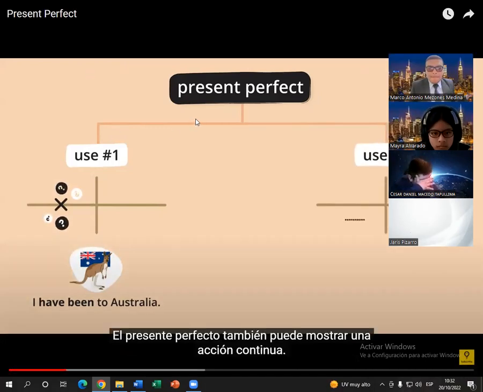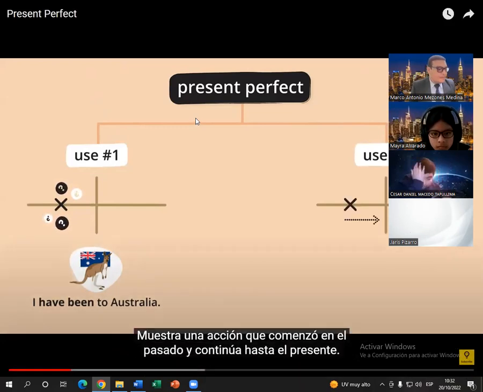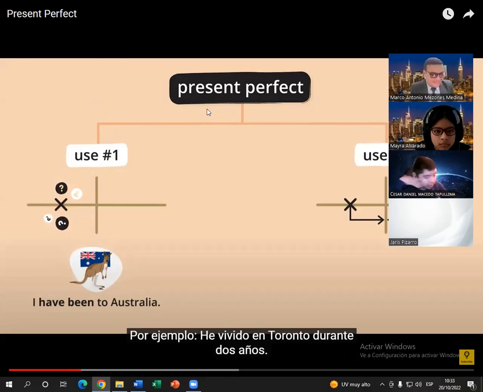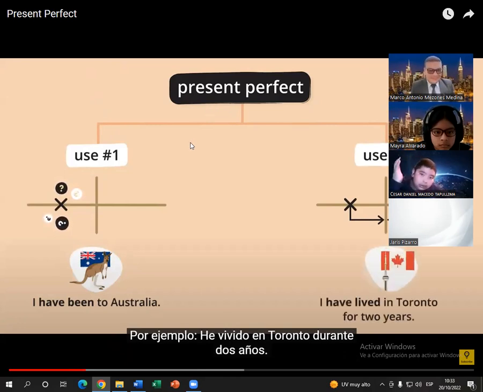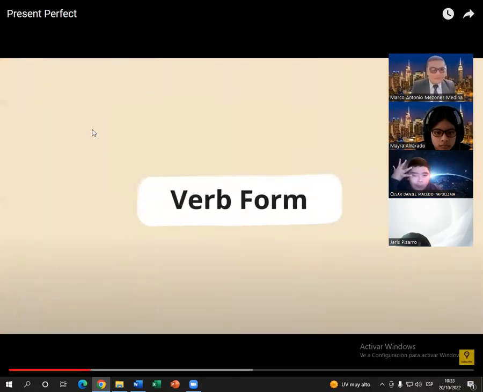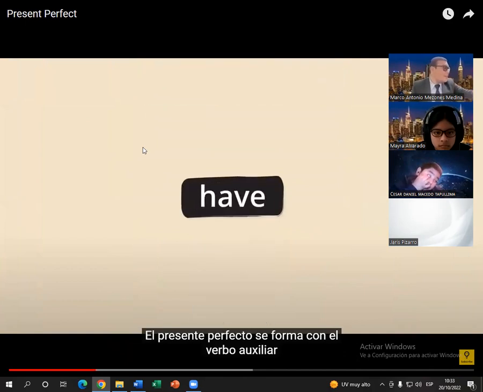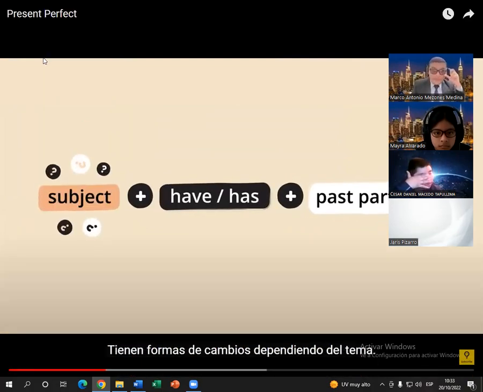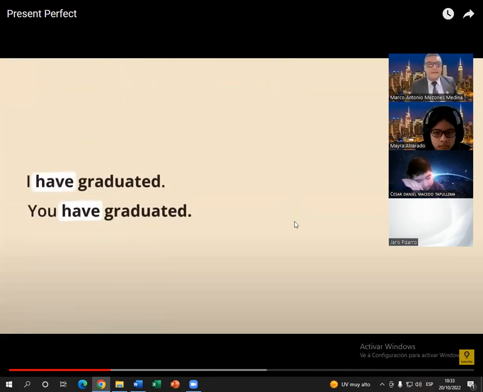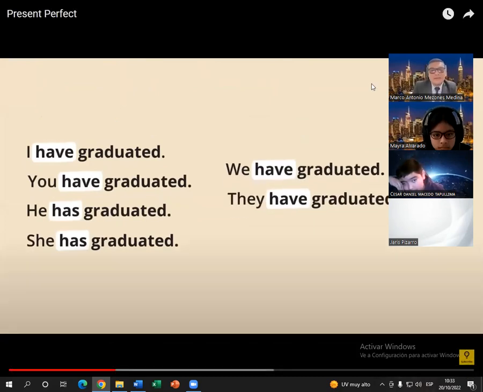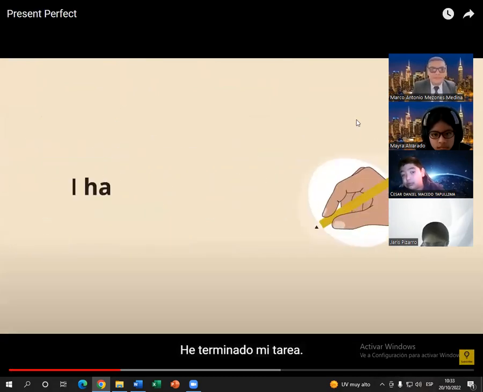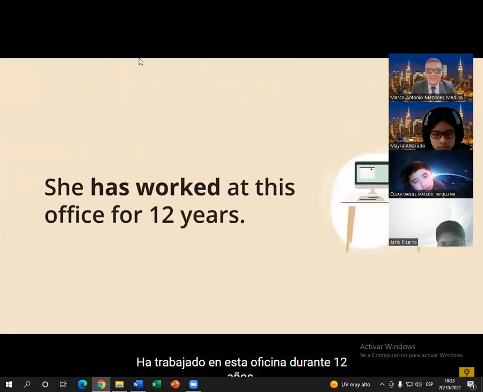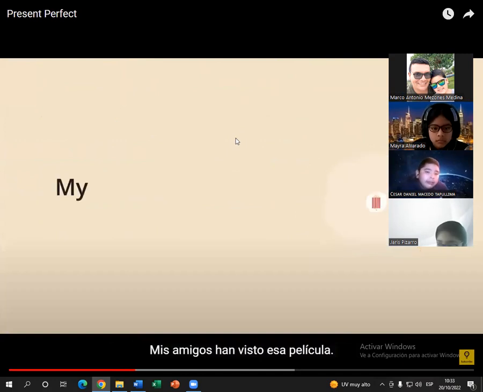The present perfect can also show a continuing action. It shows an action that started in the past and continues to the present. This action might continue into the future too. For example, I have lived in Toronto for 2 years. The present perfect is formed with the auxiliary verb have and the past participle form of the main verb. Have changes forms depending on the subject. I have finished my homework. She has worked at this office for 12 years. My friends have seen that movie.